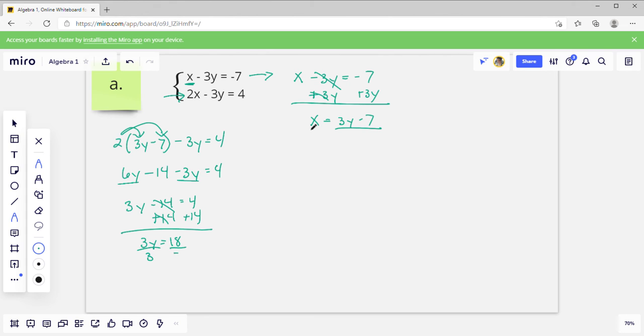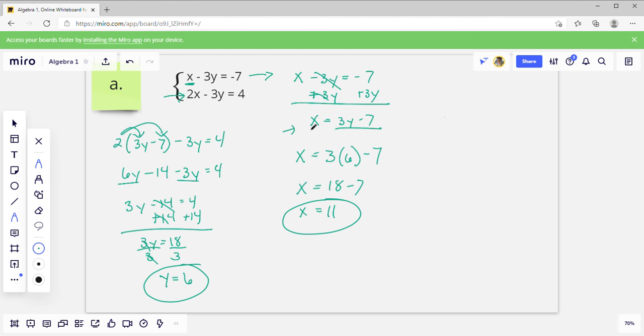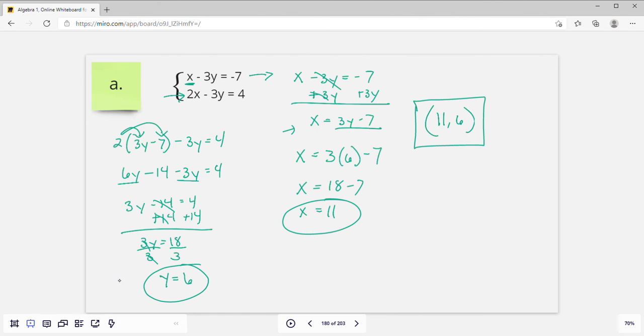Divide by 3. Y equals 6. All right, now I have to plug that in to find my other one. So I'm just going to go with this one already rearranged right here. So x equals 3 times y, which is 6, minus 7. 3 times 6 is 18. X equals 18 minus 7. 18 minus 7 is 11. So my answer should be 11 as my x value and 6 as my y value. So there is the answer to A. Hope you guys got that one right.